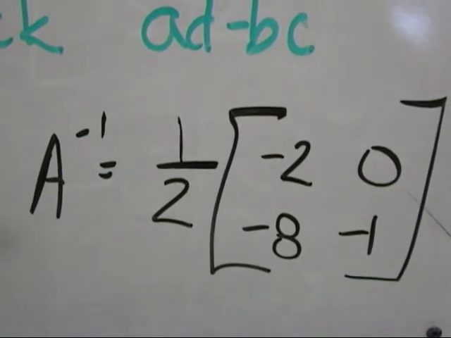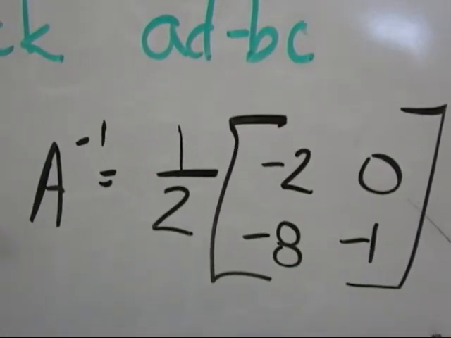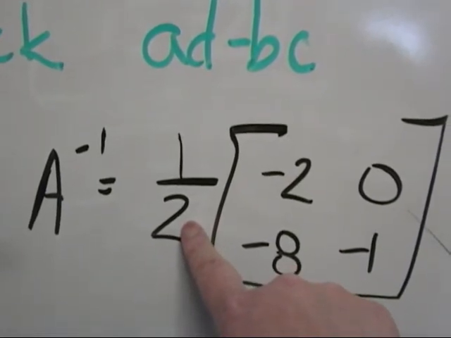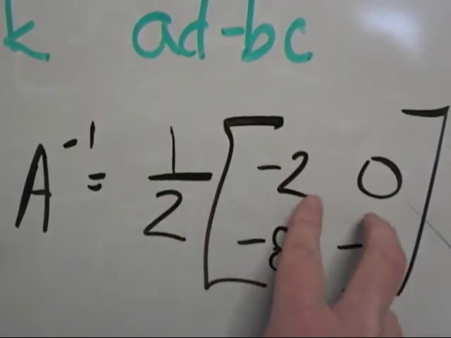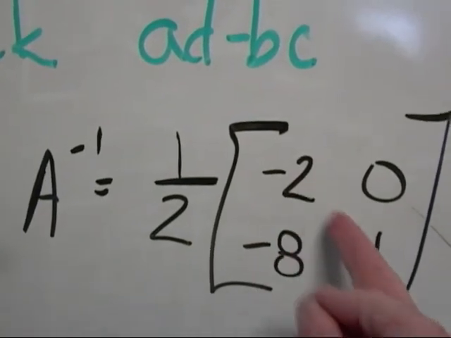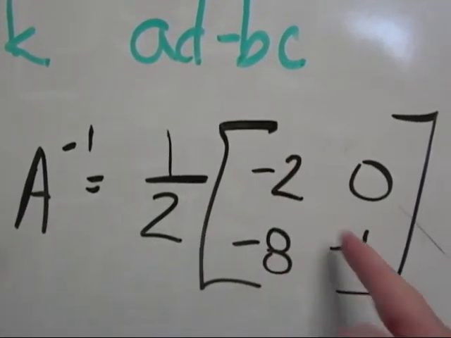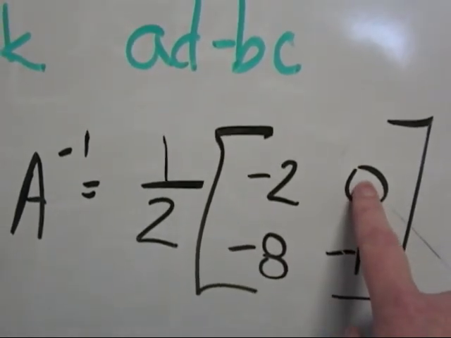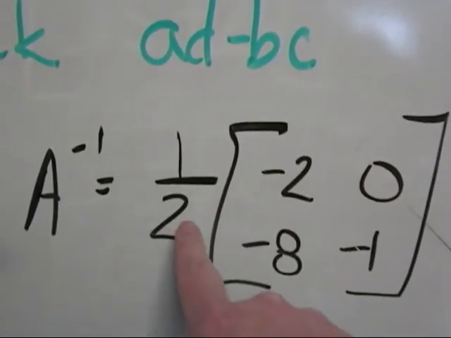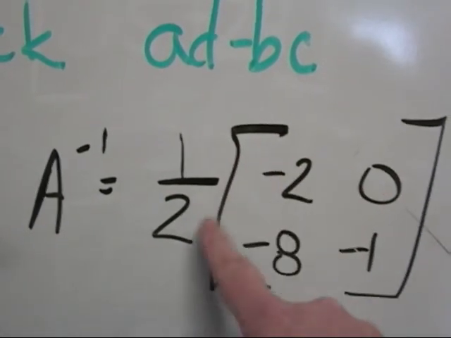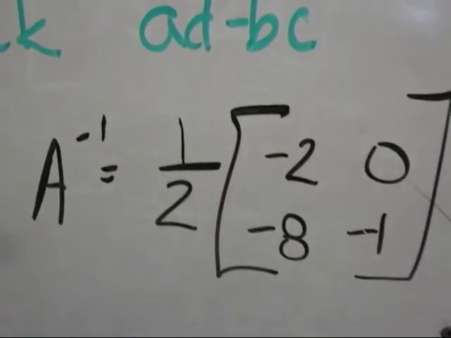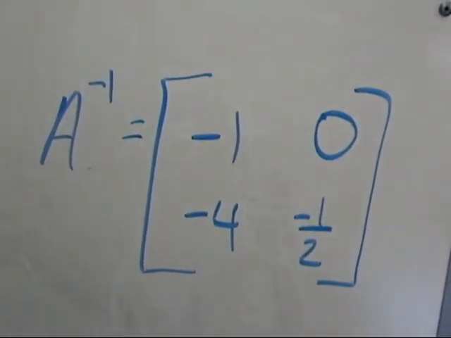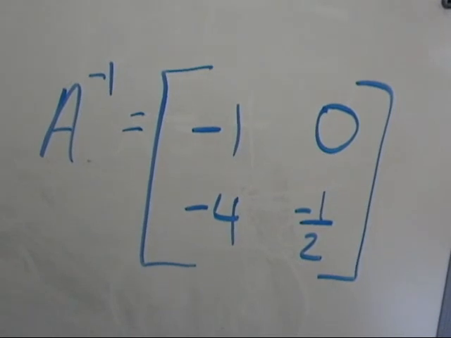So the problem that we need to do to find A inverse is take 1 over our AD minus BC value, which again was 2, so we have the fraction 1/2. I swapped places of the A and the D values, and I negated my 8 because it was positive. Remember, 0 doesn't have a sign. Last thing you do now is scale each of the 4 elements, and you'll have A inverse. Therefore, A inverse is -1, 0, -4, -1/2.